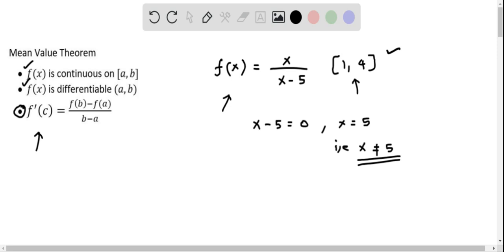The same goes for the next verification, that is, f of x is differentiable on the open interval a comma b. This is once again a rational function. It is differentiable for all values of x defined in its domain, except when x equals 5. But x equal to 5 is not in the domain of this function. So we can say that this function is differentiable on the open interval 1 comma 4. And therefore we can now say that the mean value theorem can be applied to this function.